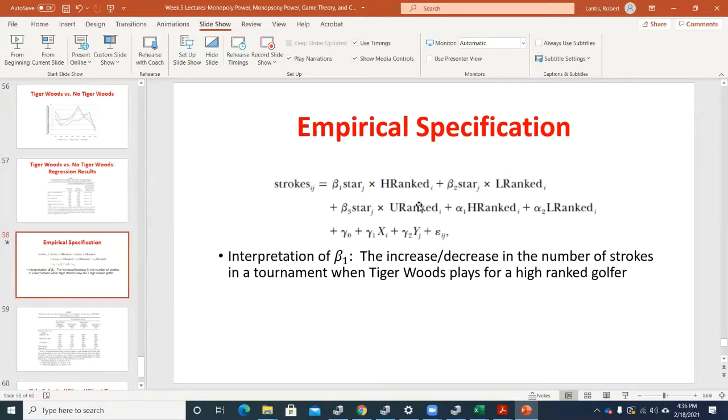And then for maybe unranked players, they're so far away from being able to beat Tiger Woods that once they go up against him, the additional number of strokes, maybe it's positive, right? Because they just stop caring. They know they're not going to win. They just stop caring. Okay?